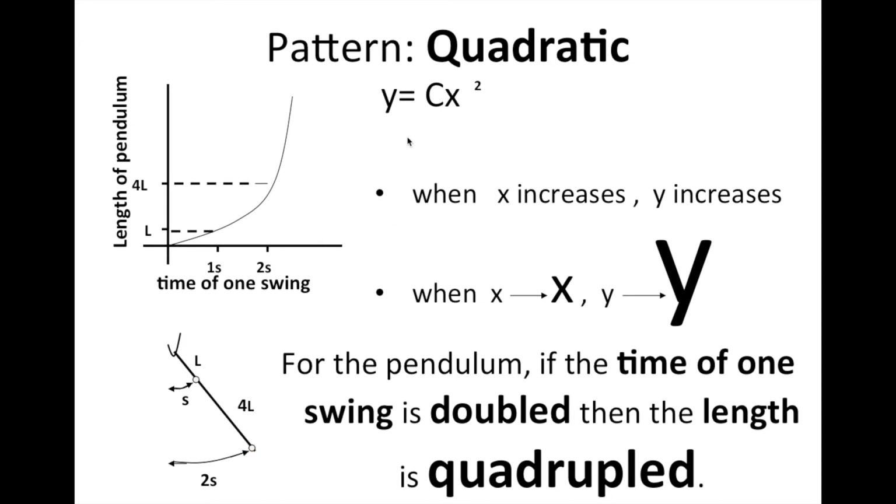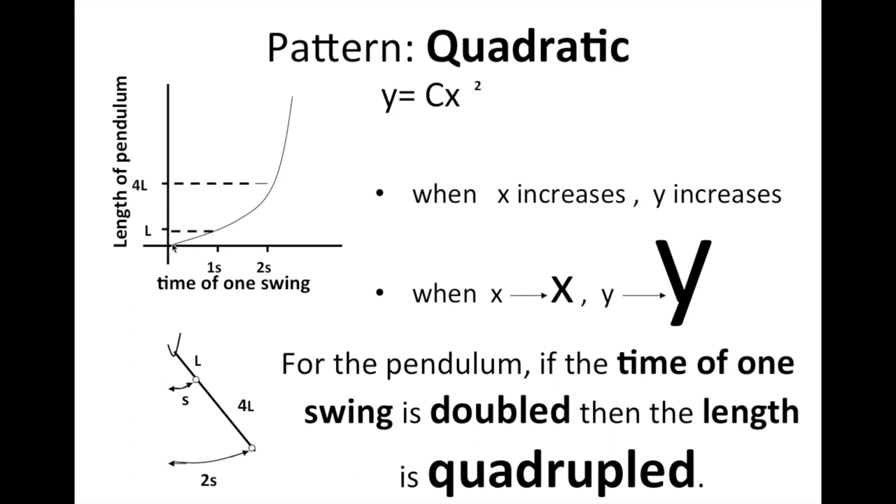The quadratic pattern is that y equals a constant times the x variable squared. When x increases, y increases. You can see that on the graph. And specifically, when x doubles, this is trying to show that look how tall this variable is, and now this x is twice as tall, then the y variable quadruples. So this is supposed to be 4 times as tall as this one.